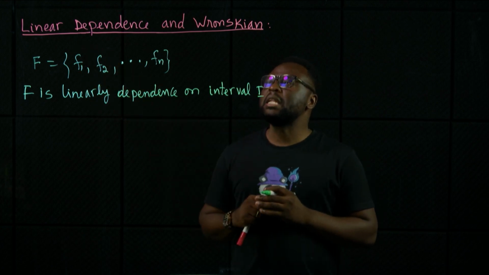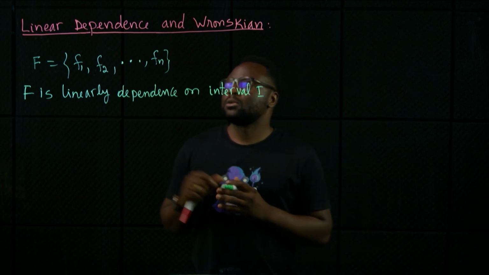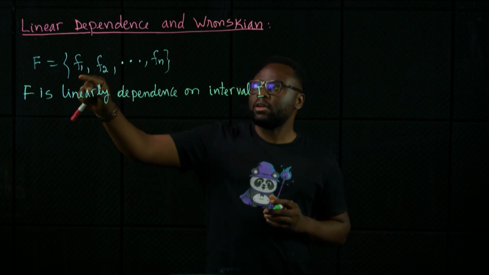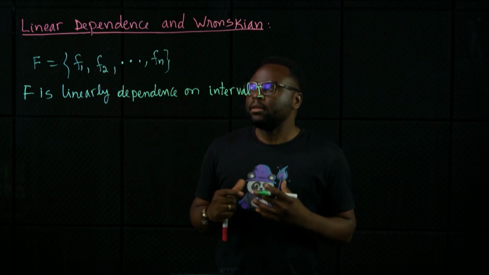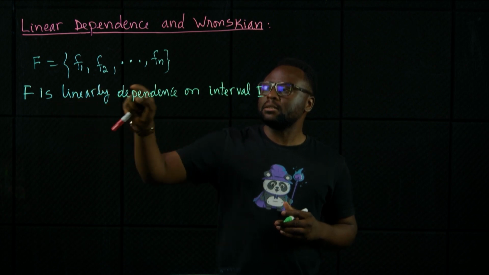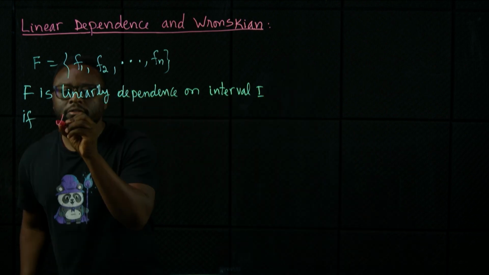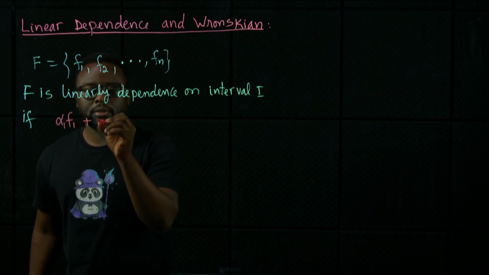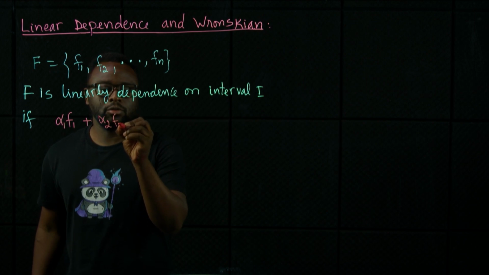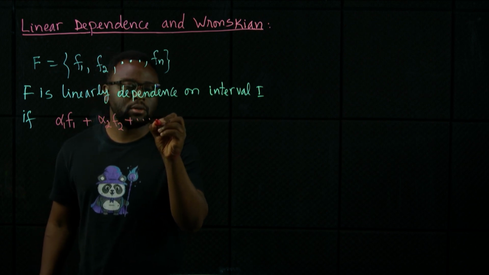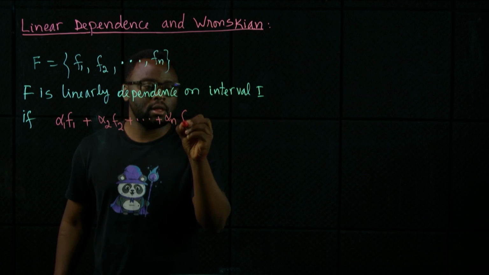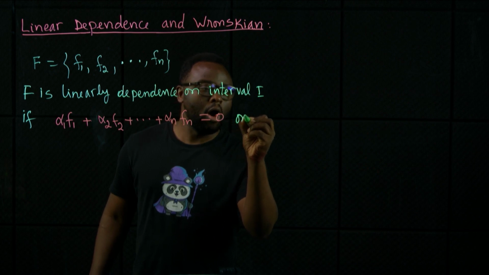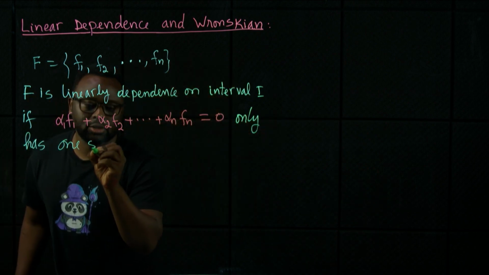So it's focused on the linear dependence and Wronskian. If you consider the set of functions given by capital F here, f1, f2 up to fn, then we say that F is linearly dependent on the interval I if alpha 1 f1 plus alpha 2 f2 plus alpha n fn is equal to 0 has more than one solution.